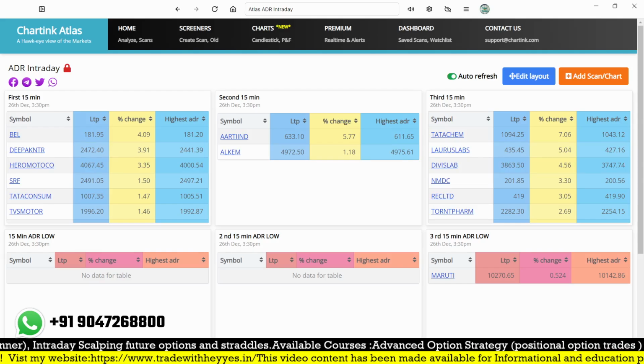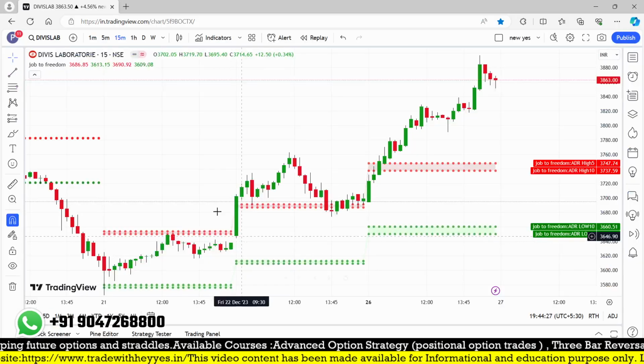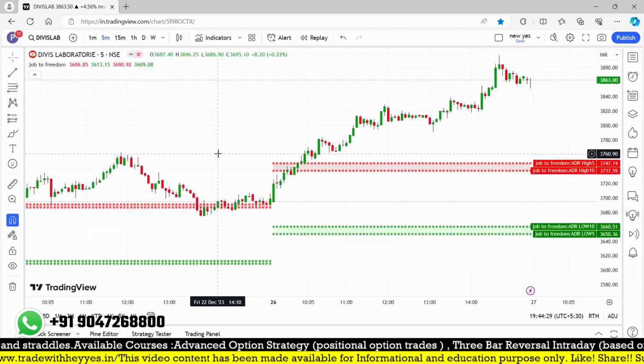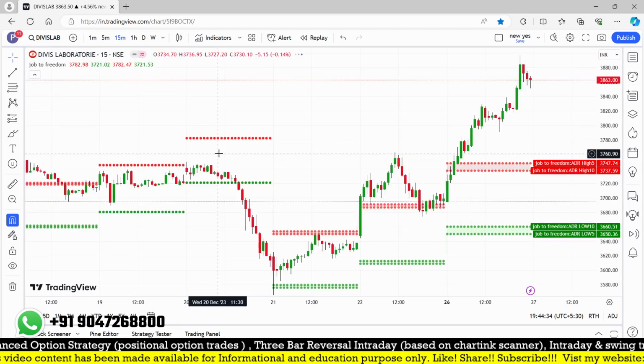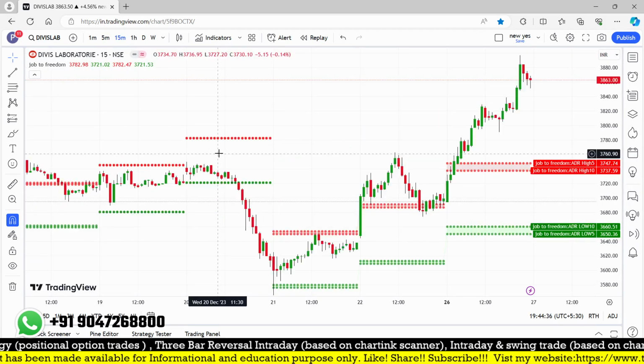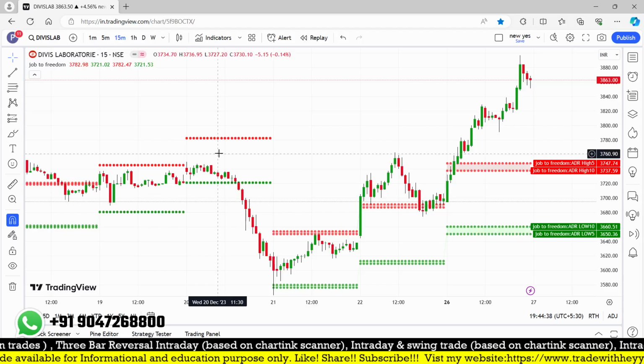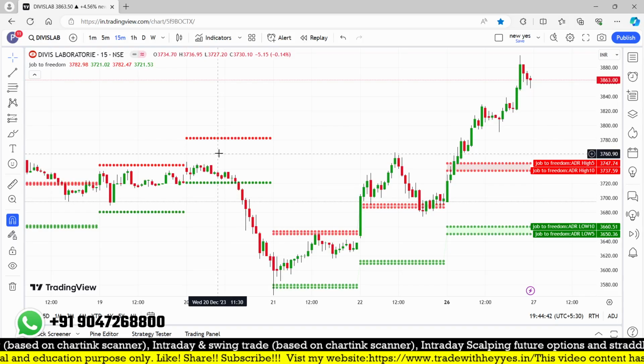and third 15 minutes. Previously we used 5 minutes. Some people were finding opportunities on the 5 minute time frame, where very quick moves are happening. But with 15 minutes we have some time to place the orders and some time to wait for the breakout also. With 5 minutes we need to be very quick: first 5 minutes, second 5 minutes, third 5 minutes.